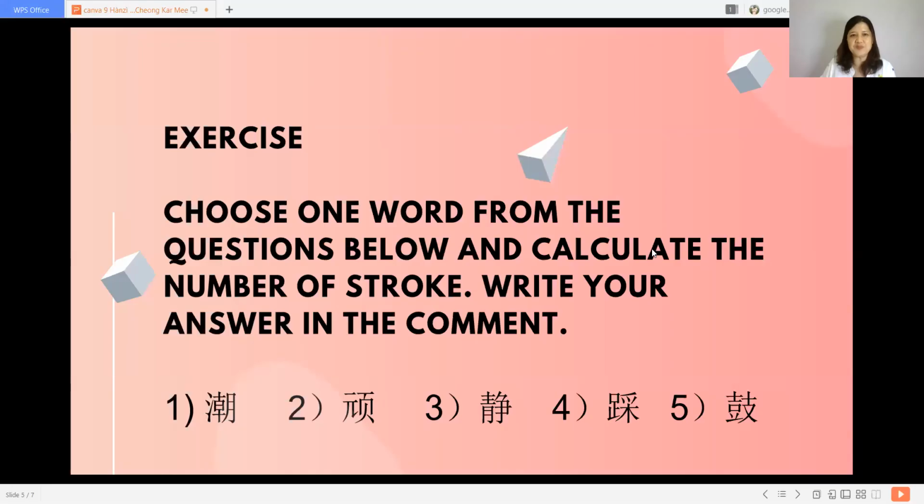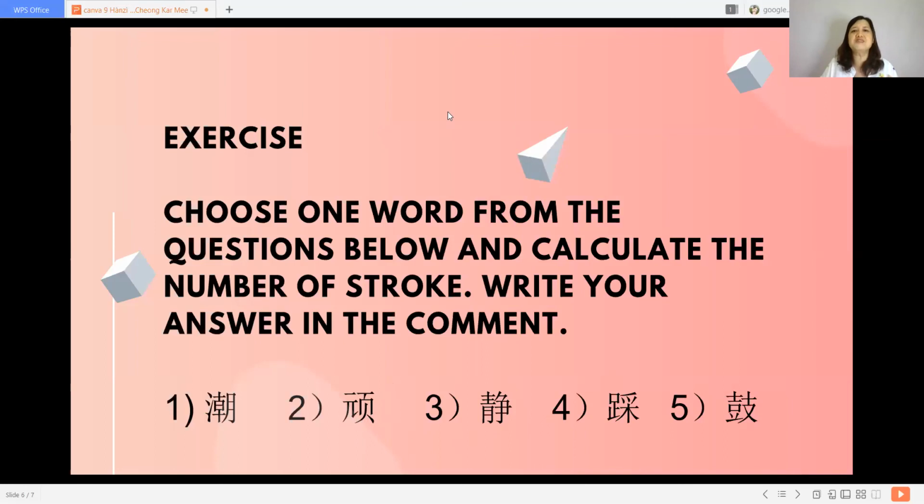Now I prepared a little exercise for you. You can choose one word from the questions below and calculate the number of strokes. Please write your answer in the comments. You can choose either 1, 2, 3, 4, 5. In the comments, you have to mention, for example, you choose number 2, then you put the number of strokes just beside the question. Are you okay with this little task?